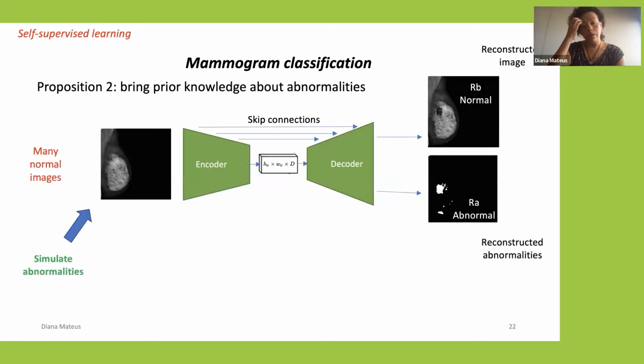Okay, so the second proposition that we are going to do is to bring prior knowledge about the abnormalities. What is interesting about mammography is that because of this screening process in which women are encouraged to do mammographies often, we can have very large databases of normal images. So the good thing is that we have images. The bad thing is that they probably don't contain the parts that are interesting for classification of breast cancer. But anyway, we do have these normal images, and what we can try to do is to bring some prior knowledge about what we know about these abnormalities to simulate abnormalities over these normal images.